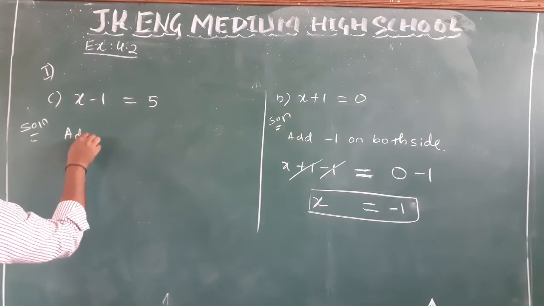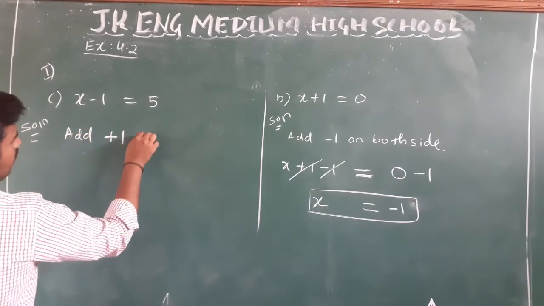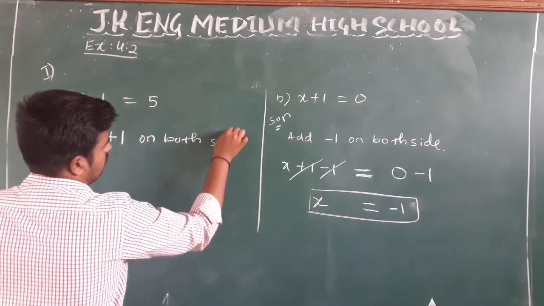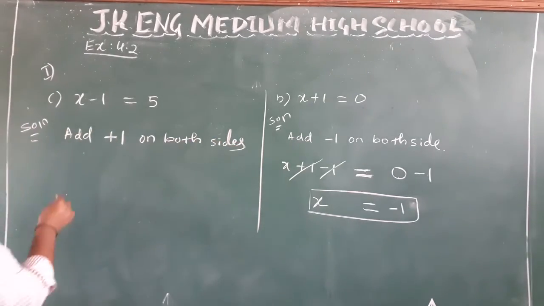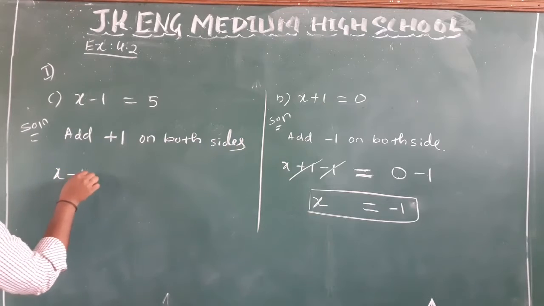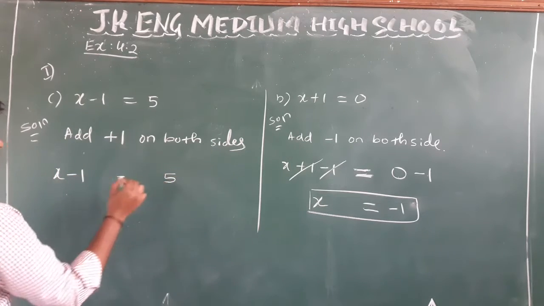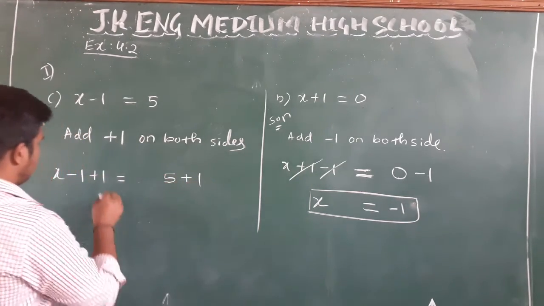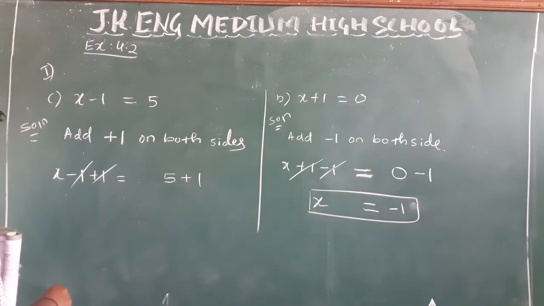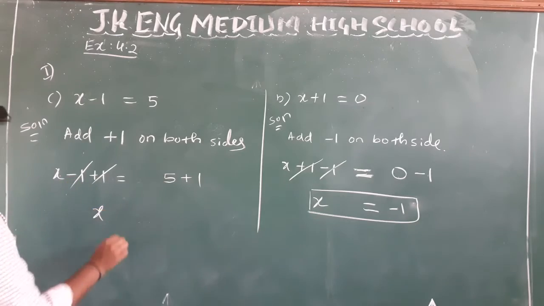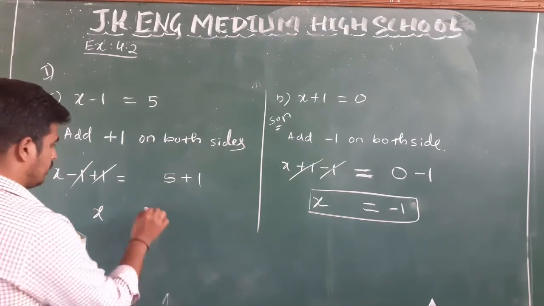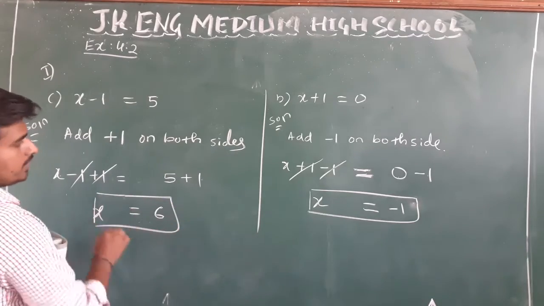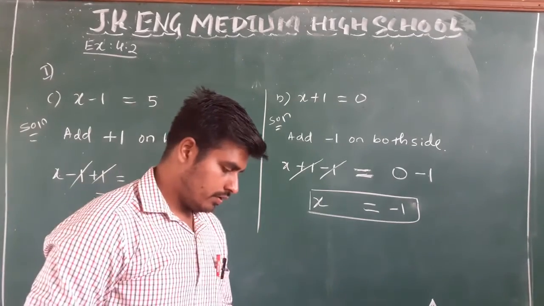Add +1 on both sides. This -1 plus 1 got cancelled. x remains. x is separated. 5 plus 1 is 6. x equal to 6 is the solution of the equation.